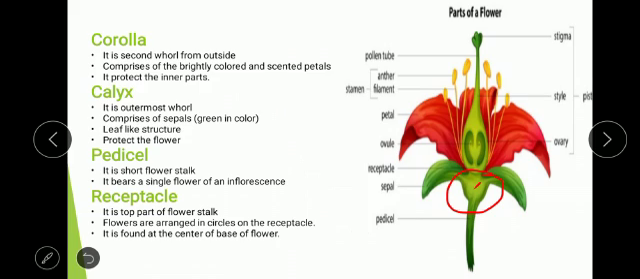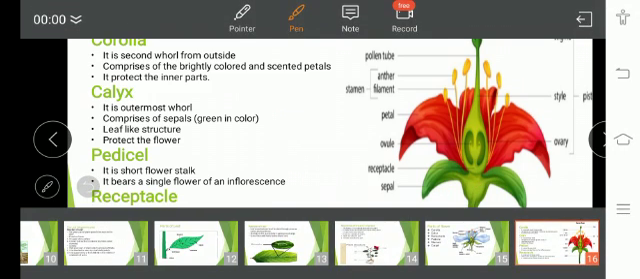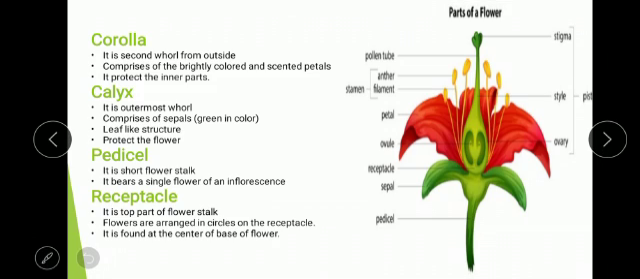First one is the corolla. It is the second whorl from outside. It comprises brightly colored and scented petals. It may be red, yellow, orange. It protects the inner part of the flower.